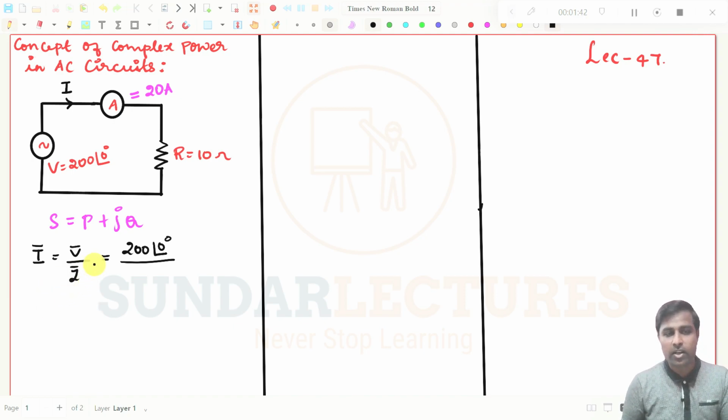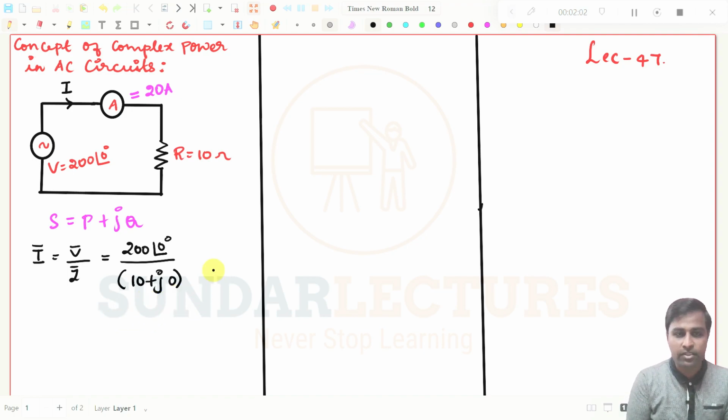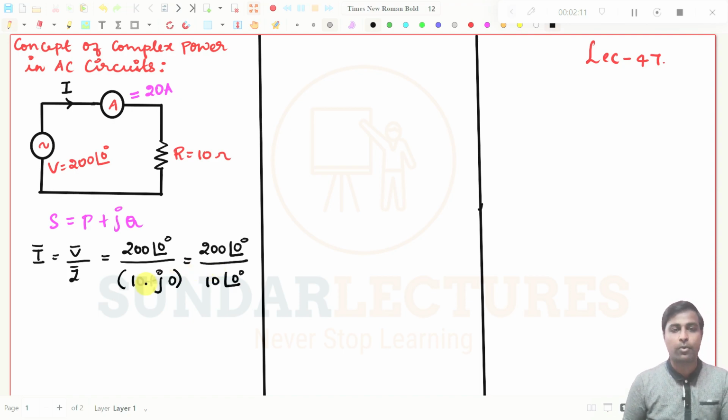We are calling it impedance, but in this circuit it is purely resistive. There is no inductive reactance or capacitive reactance, right? So what can we write here? This will be 10 plus j0. There is no inductive or capacitive reactance, so we can write it like this: 200 at an angle of 0 degrees divided by 10 at an angle of 0 degrees. If you convert this into polar form, you will get 10 at an angle of 0 degrees.